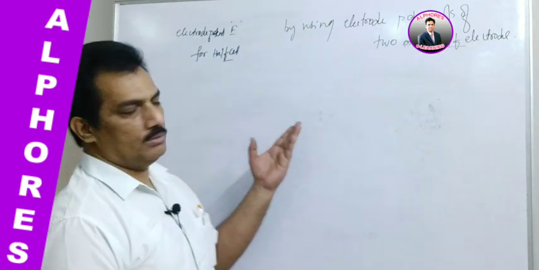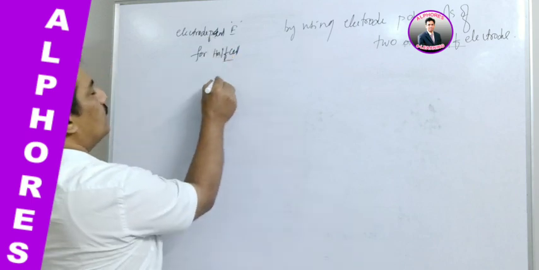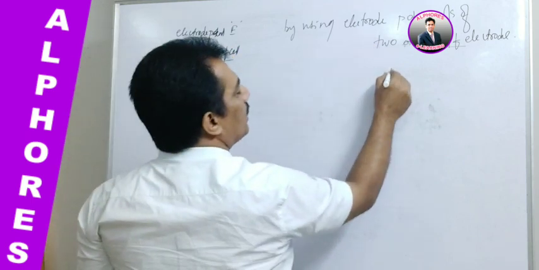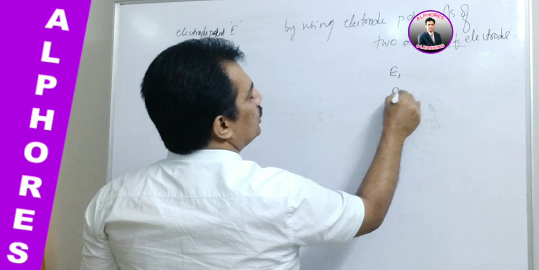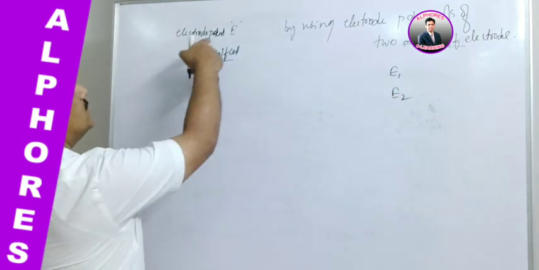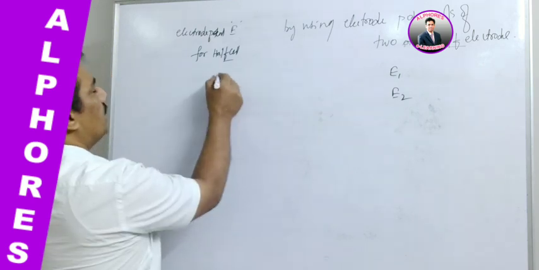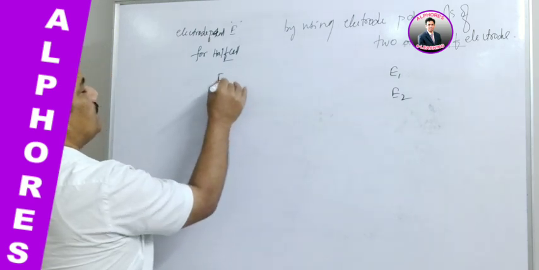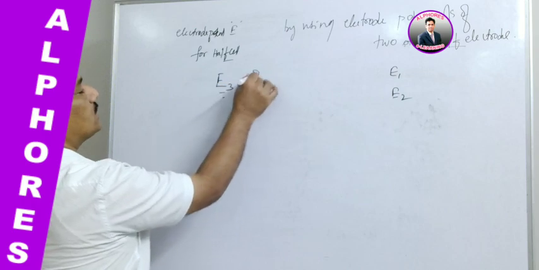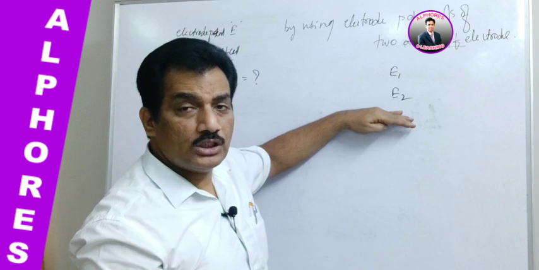Then how do we measure it? Say for example, the two given are E1 and E2. And the third one, the electrode potential they are asking for, is E3. Now they are asking for E3 from these two electrode potentials.